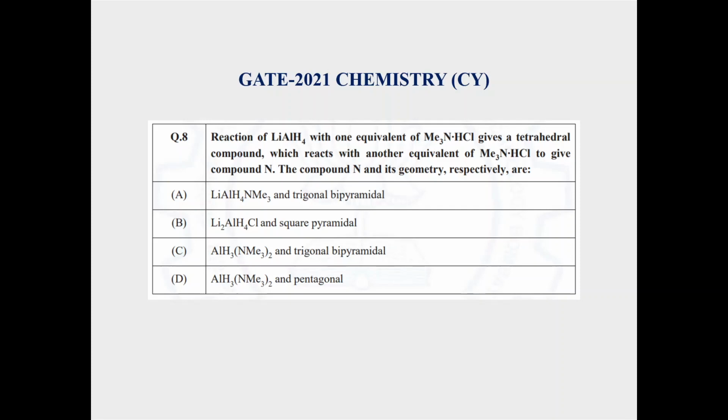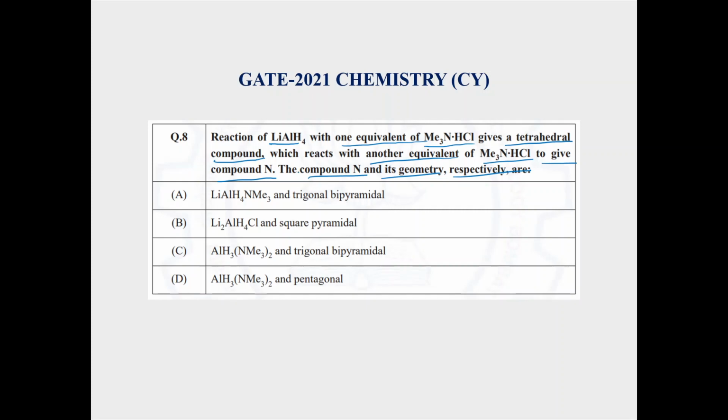So the next question, number 8. The question is: reaction of lithium aluminium hydride with one equivalent of Me3N·HCl gives a tetrahedral compound, which reacts with another equivalent of NMe3·HCl to give compound N. The compound N and its geometry respectively are. So here we have to say what is forming and what is the geometry of that complex.